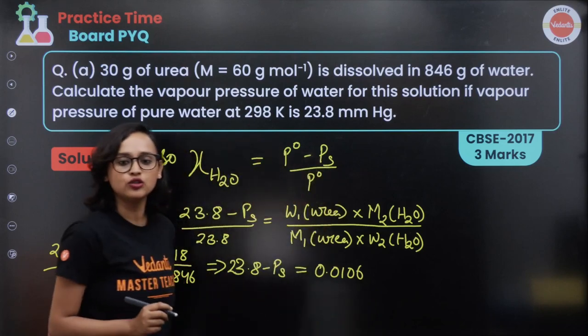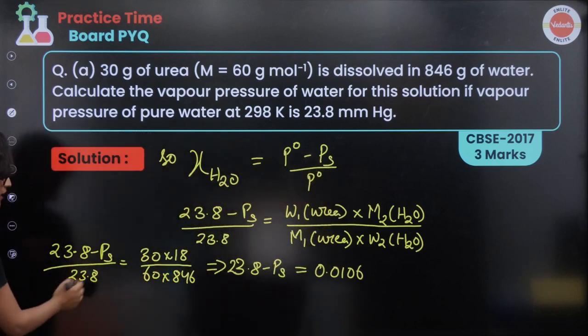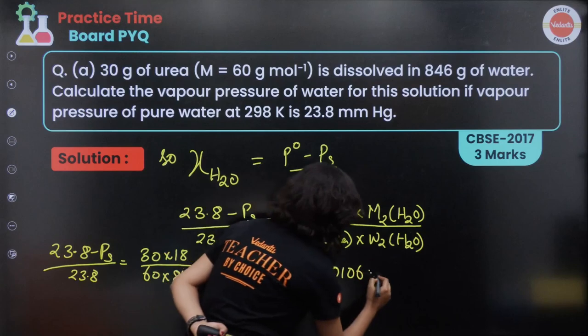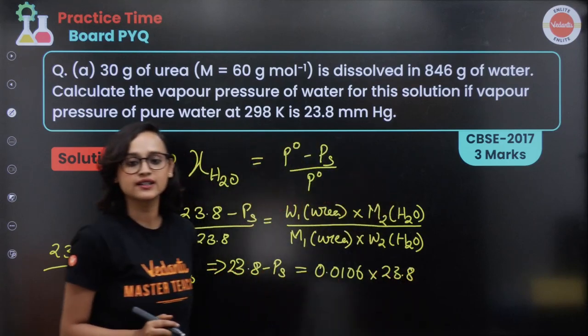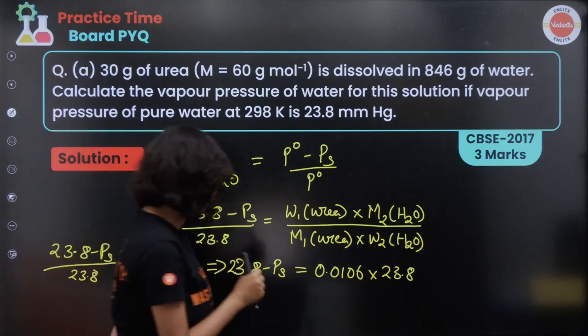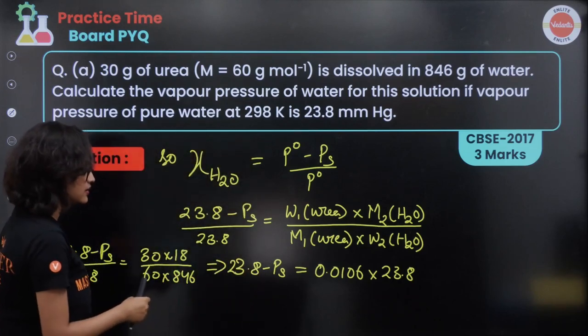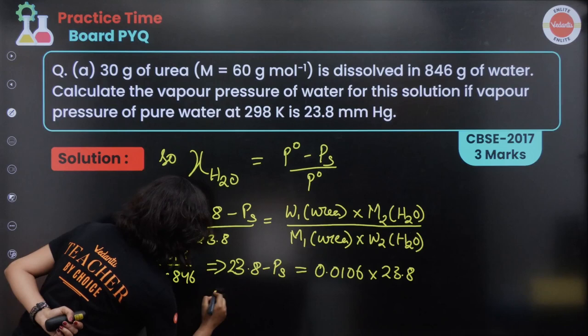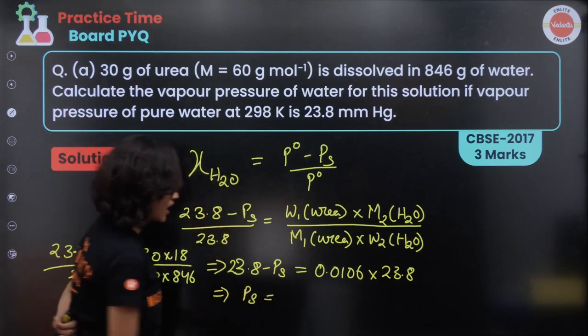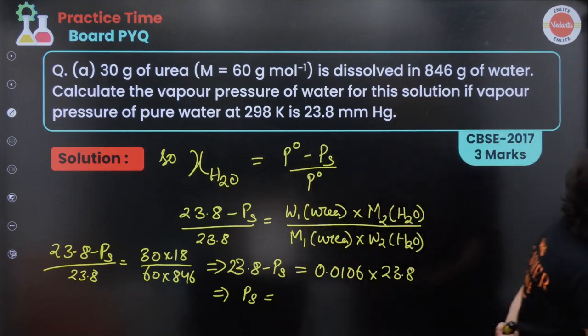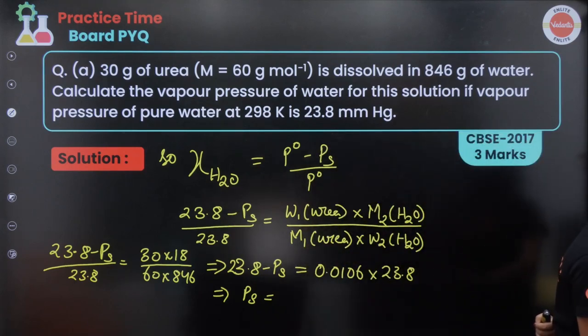0.0106 into 23.8. This 23.8 cross multiplication, right? What will be our result? Okay guys, calculate this. Then what will you get? After this, PS you can write. After you calculate this, let's calculate this as well. You have a calculator with you, right? For right now, you can calculate.